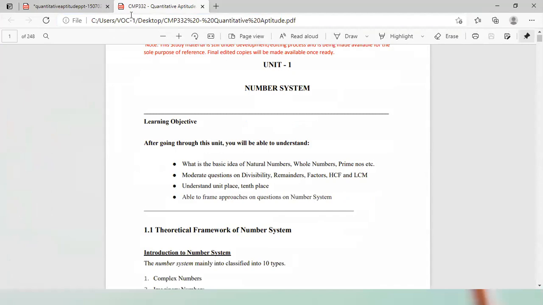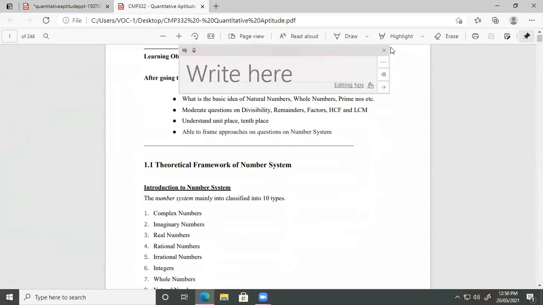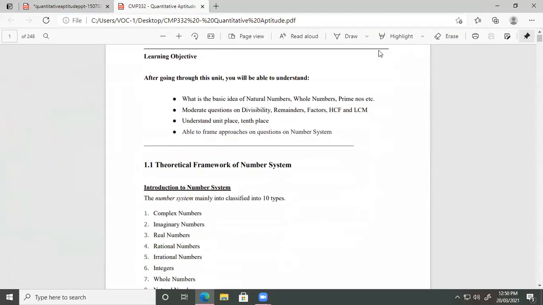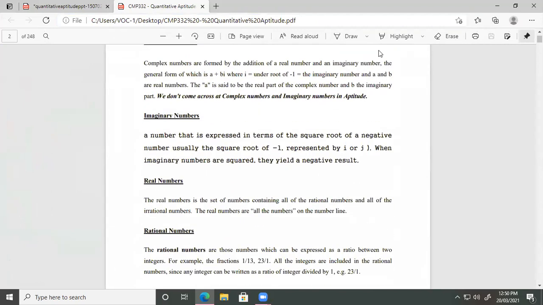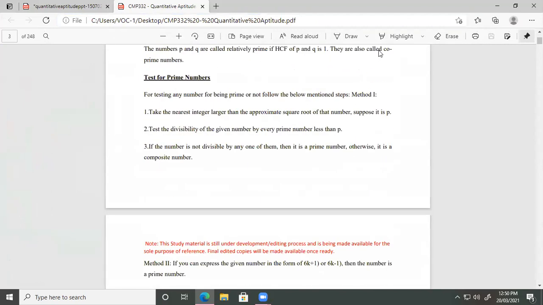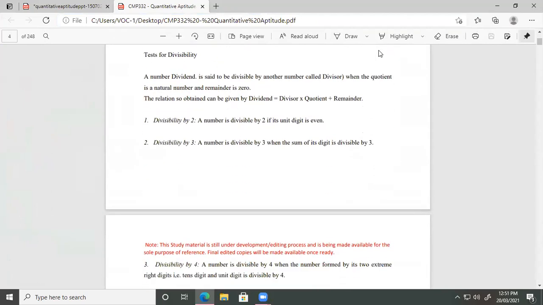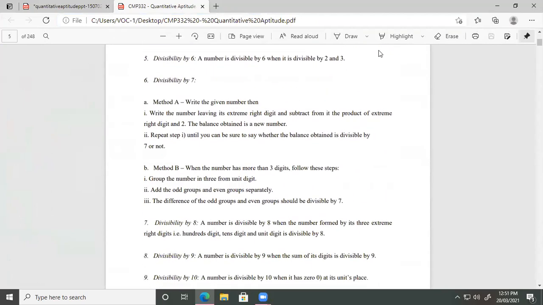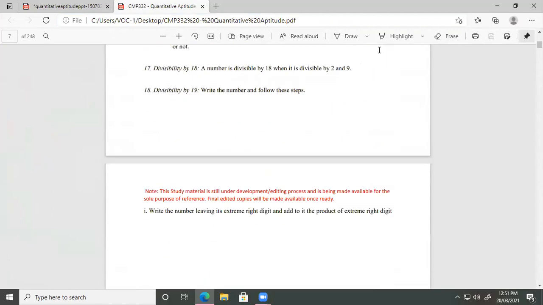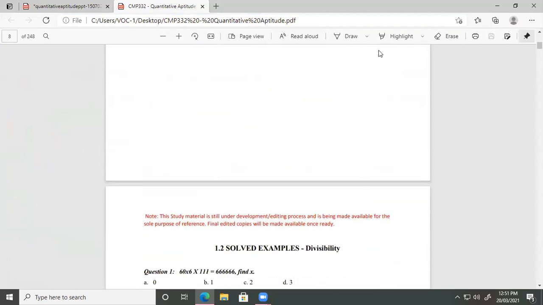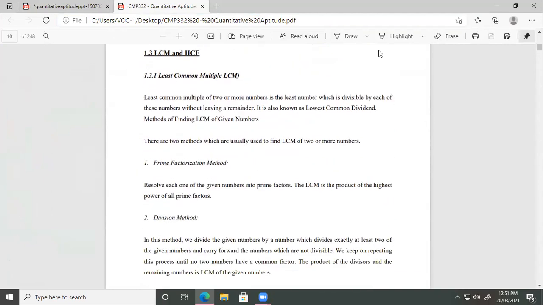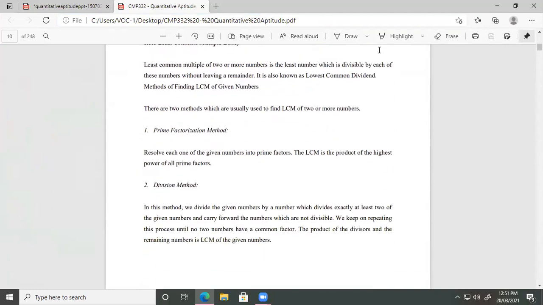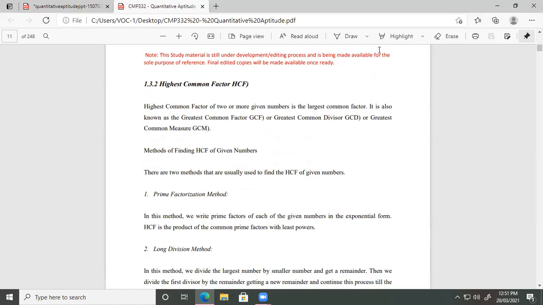So in the first lecture, we have seen the number system. That is what is a complex number, real number, integers, irrational number, rational number, prime factors, and divisibility rules. So we have seen the prime factorization method and division method of LCM and HCF.